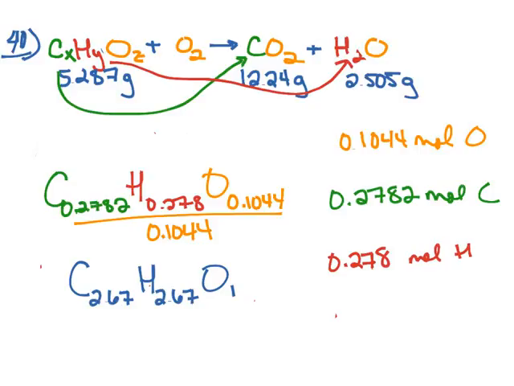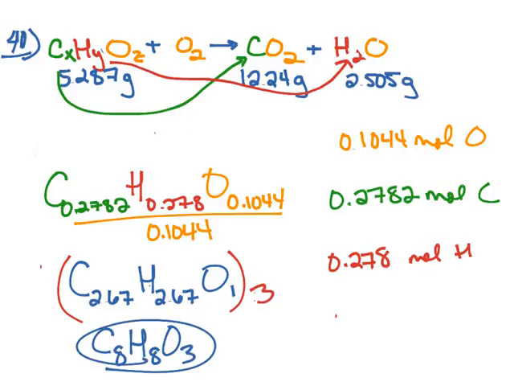So let's say I try to multiply these through all by 2. Right, in my calculator I get 2.67 times 2, and I get 5.34. Okay, still not a whole number. Okay, let's try multiplying these through by 3. Okay, 2.67 times 3. Okay, I get about 8. That's perfect. So I get C8, H8, O3, and there's my empirical formula.